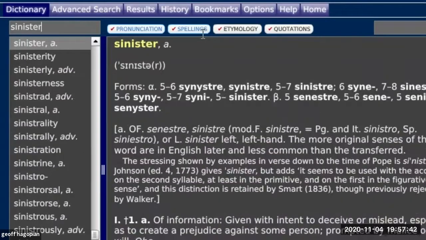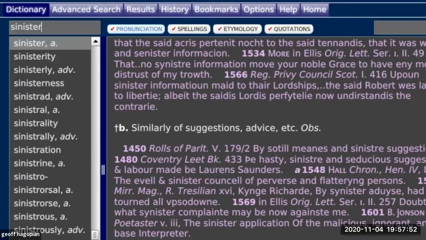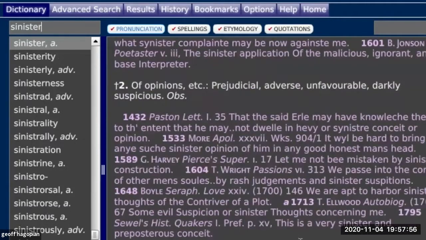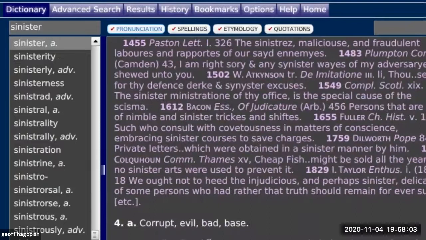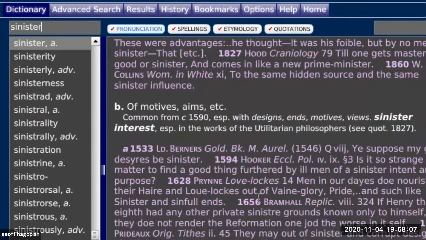Sinister. Given with intent to deceive or mislead. Promise, practice. That's the first definition. Prejudicial, adverse, unfavorable, darkly suspicious. Well, that's terrible. Dishonest, not straightforward, underhanded, dark. Where's the corrupt, evil, bad, and base? Oh my goodness, this is looking bad.